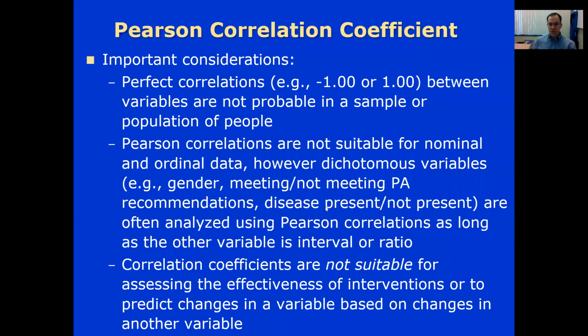And lastly, it's important to understand that correlation coefficients are not suitable for assessing the effectiveness of interventions or to predict changes in a variable based on changes in another variable. Again, you're just looking at an association. The strength of that association is what you'll be looking at. So keep that in mind as you're reading some of the literature for your project.